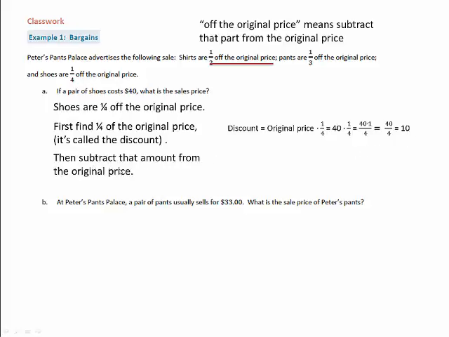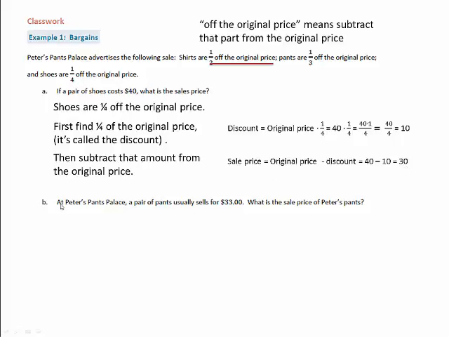Then we're going to subtract that amount from the original price. Remember, the original price was $40. We're going to pay $10 less to get the sale price. So 40 minus 10 is 30. That's what we're going to pay for that pair of shoes. Originally, they were $40. We paid 1/4 less. It was 1/4 off. So we subtracted 1/4, $10, from $40.